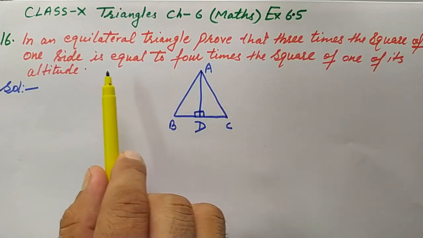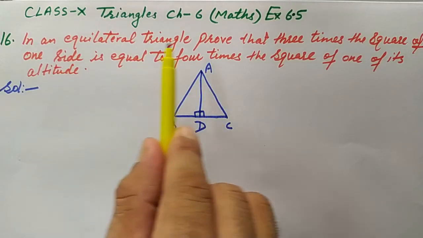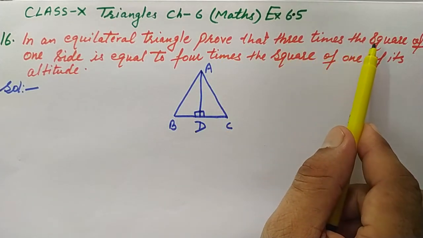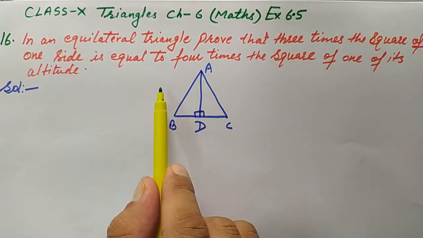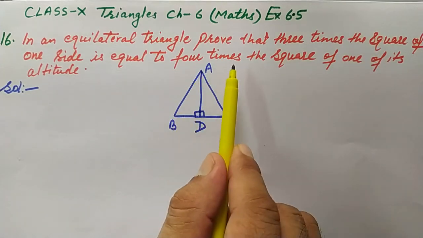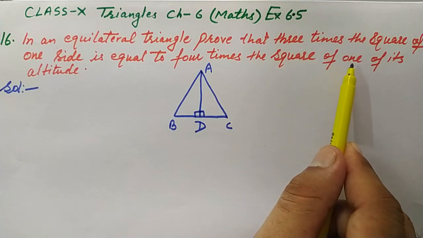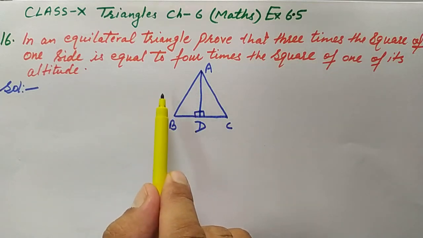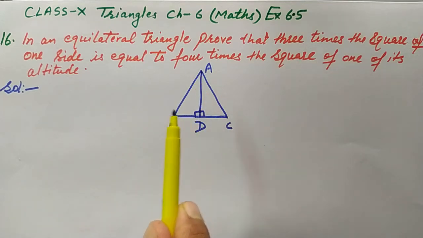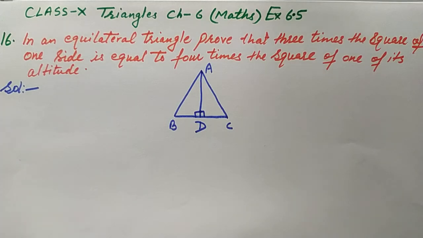So it is said that we have to prove that 3 times the square of one of its sides, suppose 3AB square, is equal to 4 times the square of its altitude. So 3AB square is equal to 4AD square we need to find out here. So let's start the question.